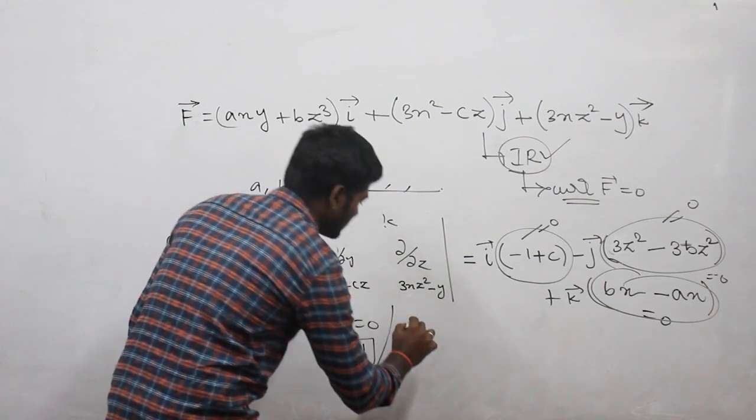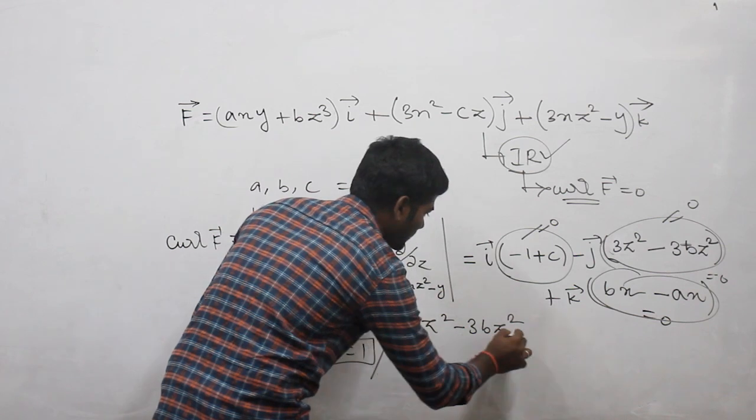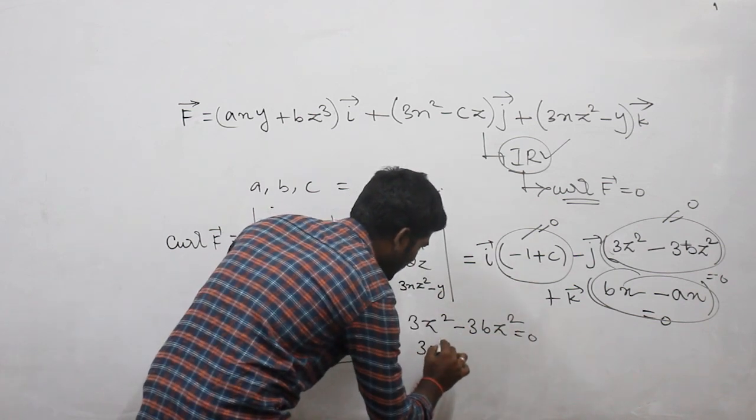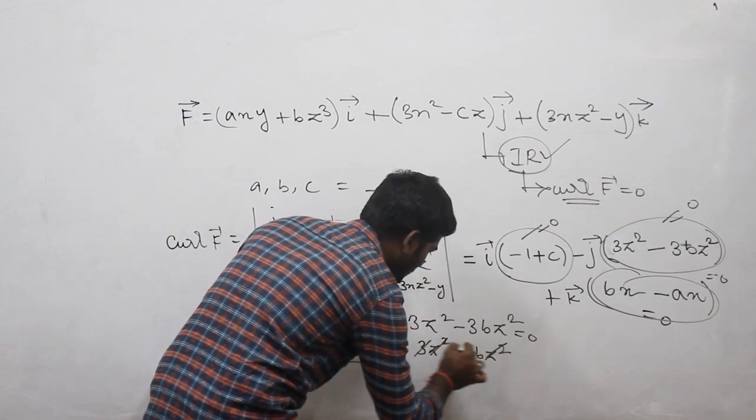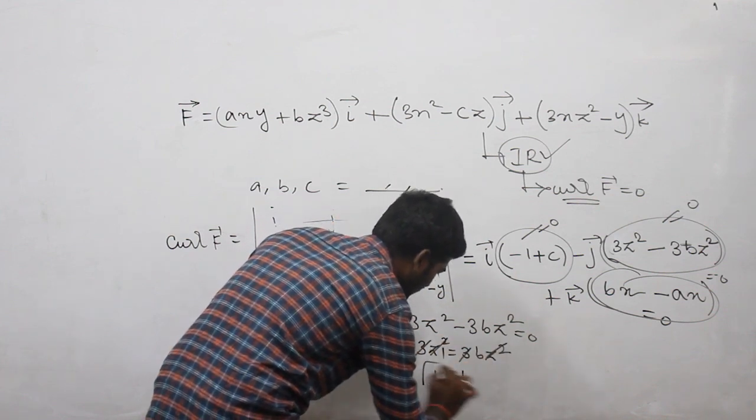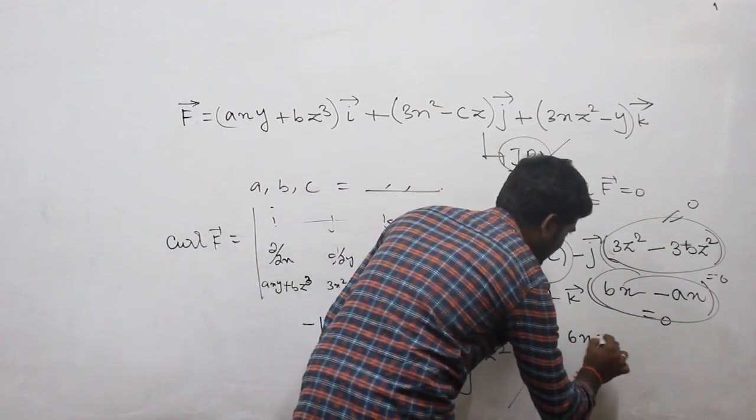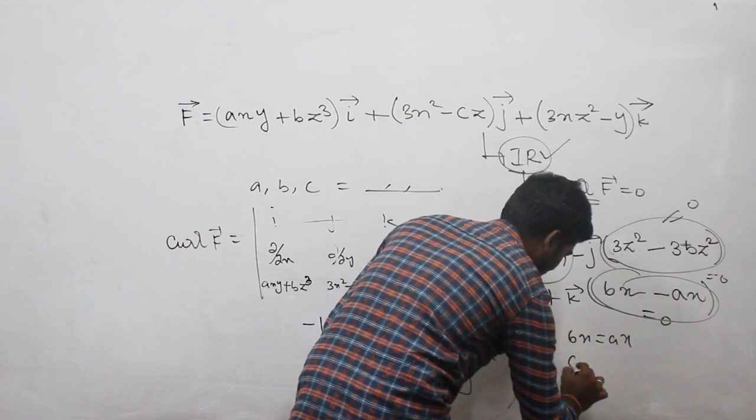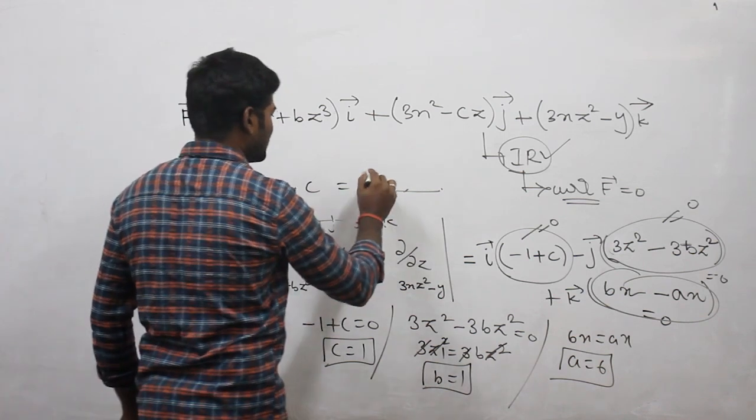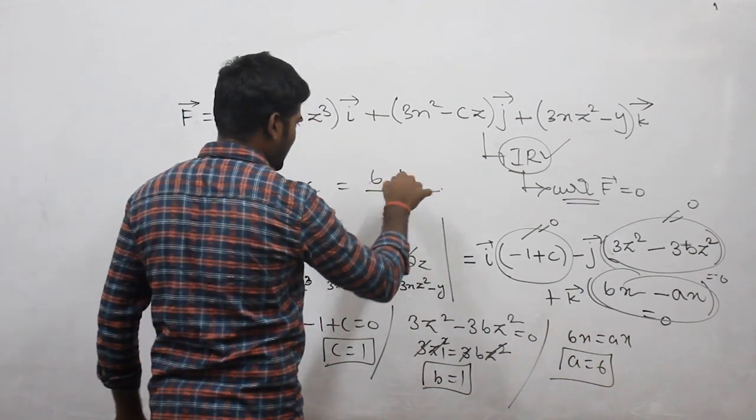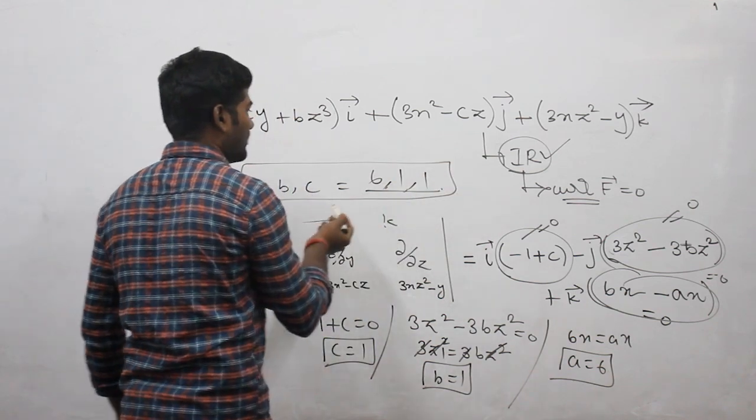Next coefficient of j vector, 3z square minus 3bz square. Setting this equal to 0, 3z square is equal to 3bz square, so z square will be getting cancelled, so b answer is 1. Next coefficient of k, that is 6x is equal to ax, so a equal to 6. From this your answer is 6 comma, for b 1 comma, for c 1. So answer is 6 comma 1 comma 1.